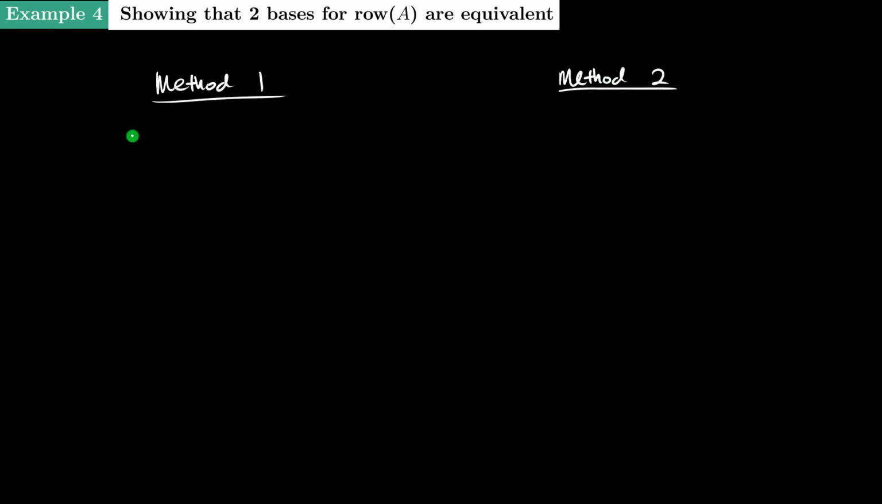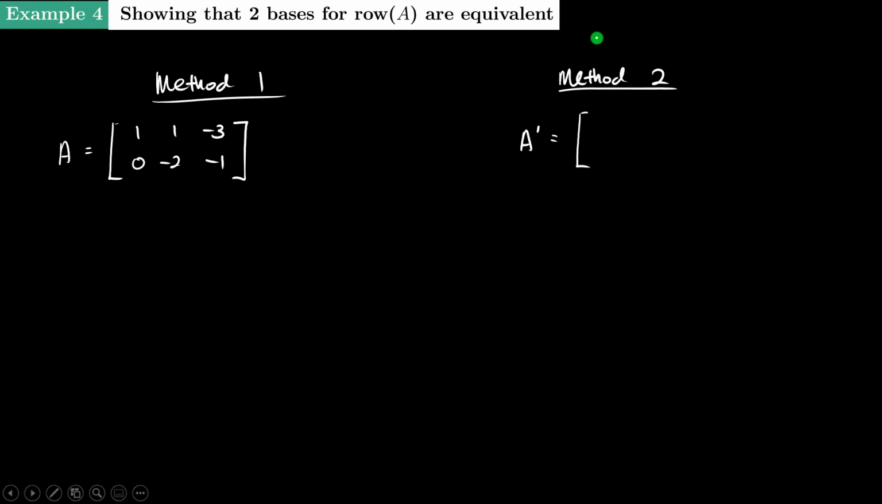Let's form a matrix from the basis vectors as its rows. So for method 1 we have (1, 1, -3) and (0, -2, -1). Now the rows of this matrix are just the basis vectors from method 1. Whereas for method 2, we call it A prime. We also form a similar matrix from the basis vectors from method 2. In this case, we have (1, 1, -3) and (1, -1, -4).